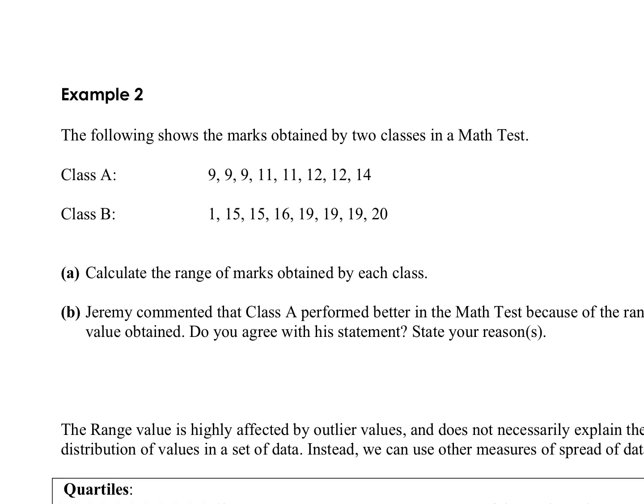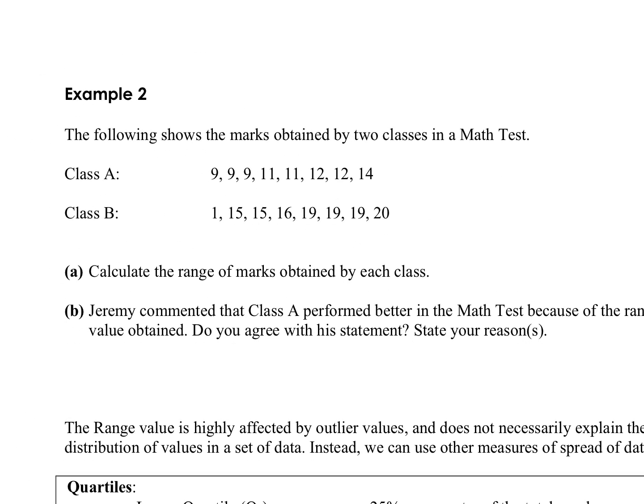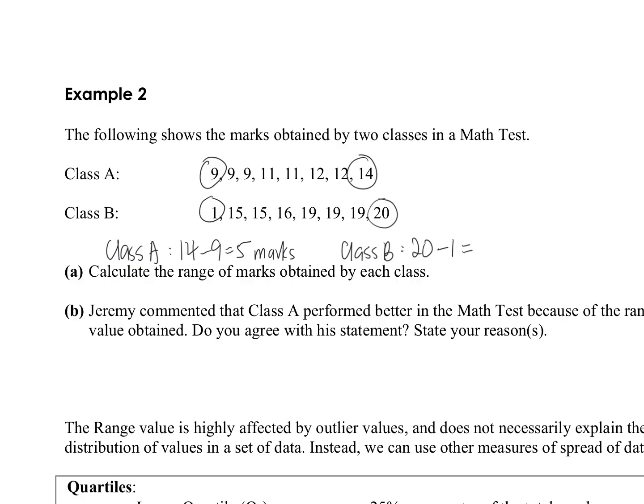Okay, I have two sets of marks by different numbers of students from 2 different classes. They say, can you obtain the range of marks for each of the classes? So for class A, I know the range is 14 minus 9. So it's 5 marks. The spread of the data is about 5 marks. And then for class B, the spread of the data is about 19. So it's a very widespread data if you look at class B as compared to class A.